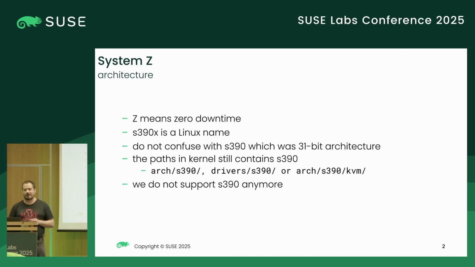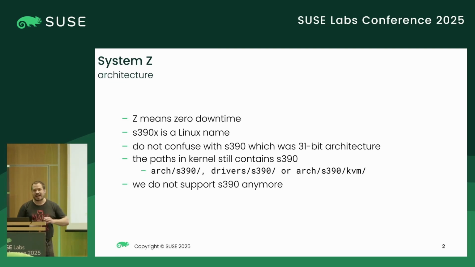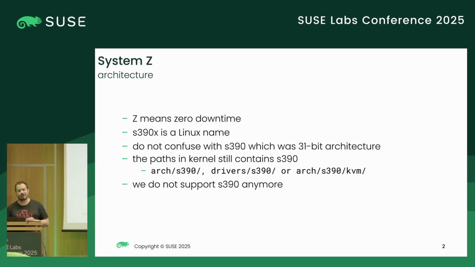Most people say S390, but IBM actually calls it System Z or z Architecture. The Z stands for zero downtime. That was the idea. It's probably not completely zero, but that's another story. S390x is a Linux-specific name for System Z. IBM doesn't call it S390x, they call it System Z, or machines capable of running only Linux and z/VM are called LinuxONE, but in the Linux community we call it S390x.